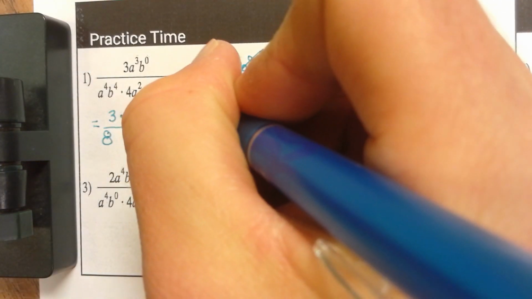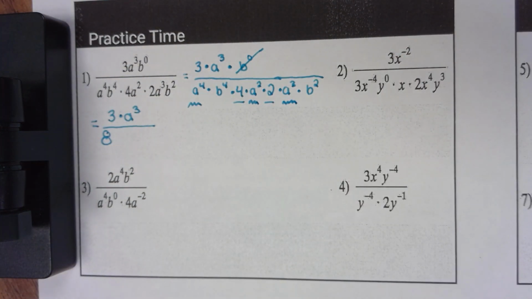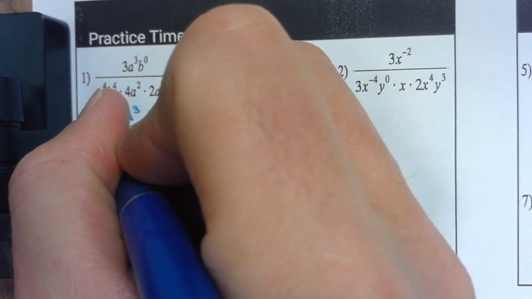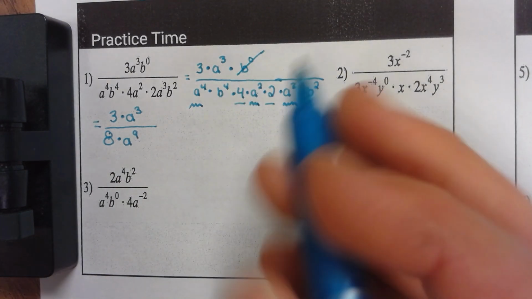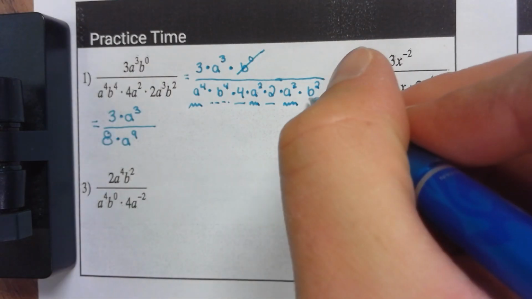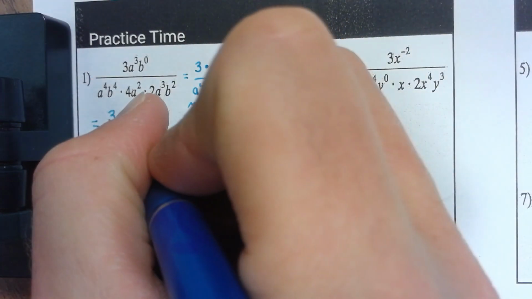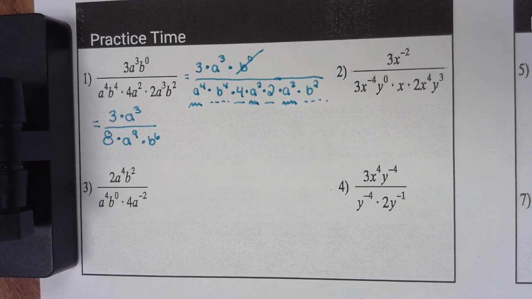Then I have a to the 4th times an a squared times an a cubed. Well, those are same base being multiplied, where I need to add those exponents. So 4 plus 2 plus 3 is 9. So that's a to the power of 9. Then for b's, I have b to the 4th and b squared. Again, those are being multiplied in that denominator. So I add the exponents to get b to the 6th. And our whole goal is to be able to write just one base, or each base, one time.